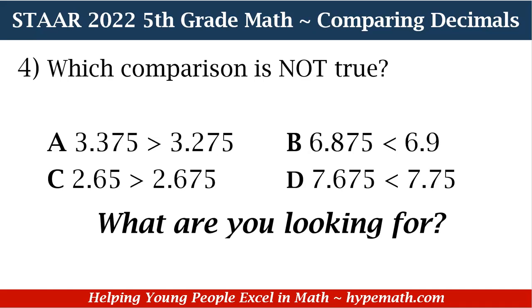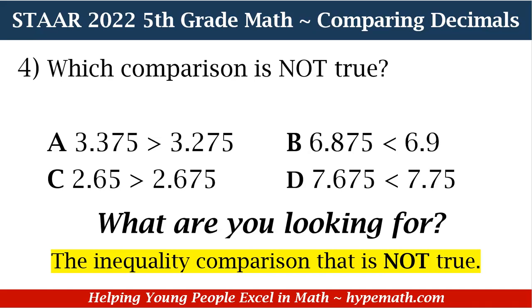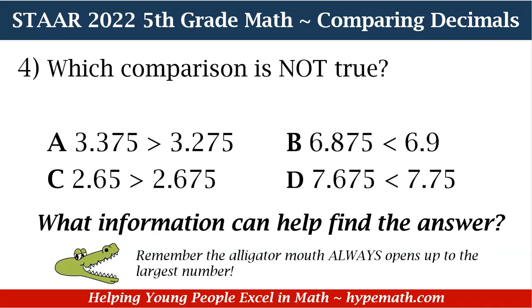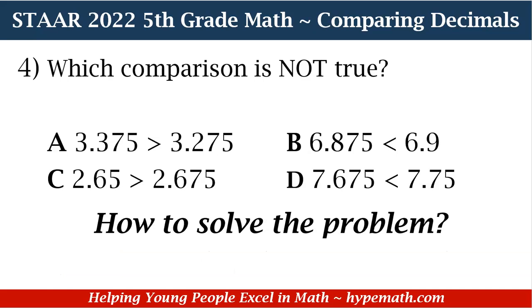Most important question, what are we looking for? We are looking for the inequality comparison that is not true. That means it is wrong. The inequality sign is all the way wrong. Our next important question is, what information can help find the answer? The information that can help find the answer is for us to remember that the alligator mouth always opens up to the largest number. So now let's figure out how we're going to solve this problem.